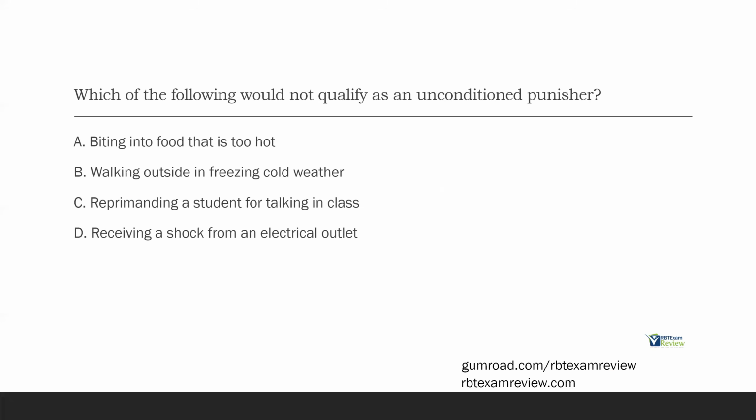What about walking outside in freezing cold weather? Again, just like heat, freezing cold is unconditioned. We don't need to learn how uncomfortable freezing cold weather can be, right? And that can punish and reduce our behavior of walking outside when it's freezing cold.